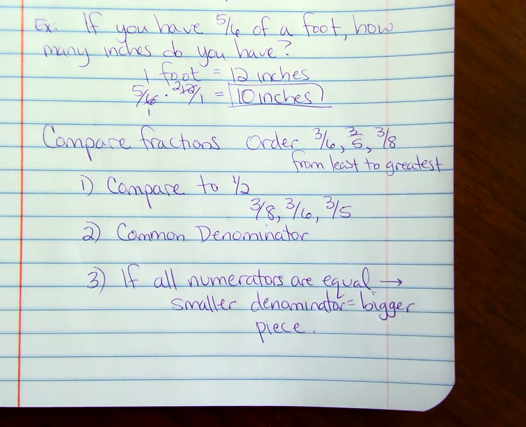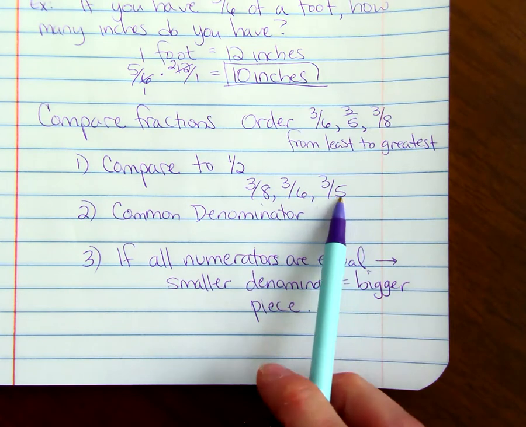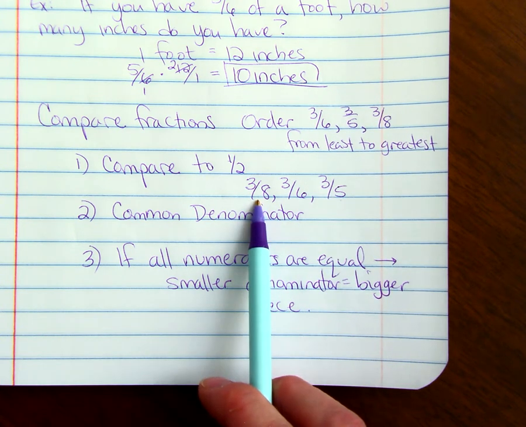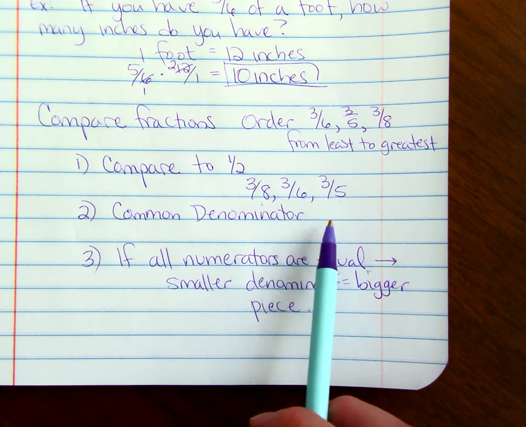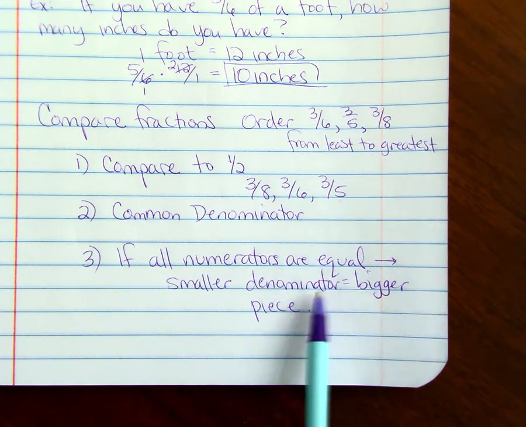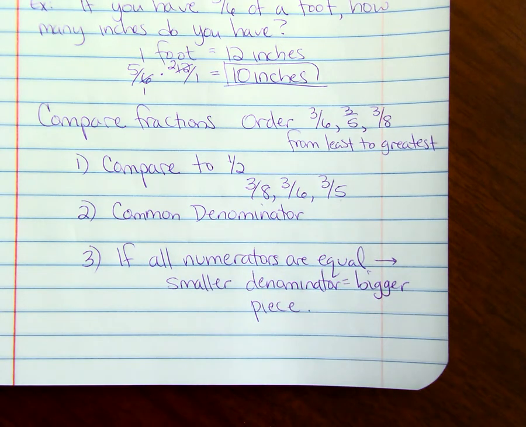So for example, if we had, I don't know, like a pizza or something, if we divided it into fifths, one of those pieces is going to be bigger than if we divide it into eighths. If you divide one pizza into 8 pieces, and another one into 5, the one divided into 5 is going to be bigger. So if all the numerators are the same, the smaller denominator is going to be bigger. So you just kind of order them, biggest denominator to least. That's the end of the lesson.